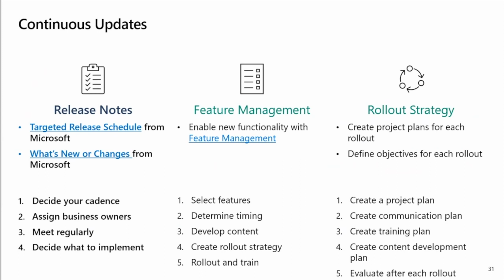Assign business owners to be responsible for their areas to review what's new, and meet regularly. Maybe you set this up as a quarterly meeting with your business owners to decide what else you want to take on and what you want to implement. We also have the feature management feature, where many of the features might come into the system, but you need to enable them. So you'll need to select which features need to be enabled, determine the timing, develop content, and figure out a rollout strategy and training plan. It's going to be much smaller scale likely for those specific features, but you still need to create that plan.